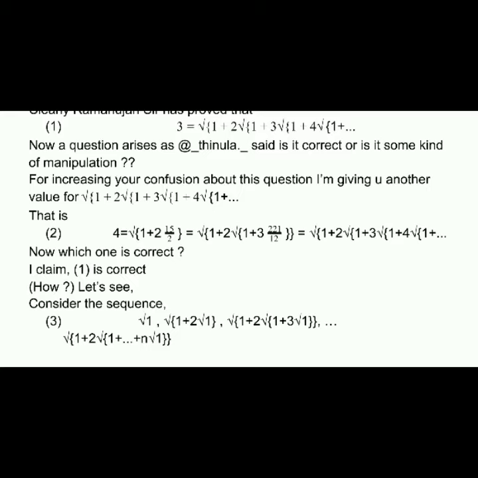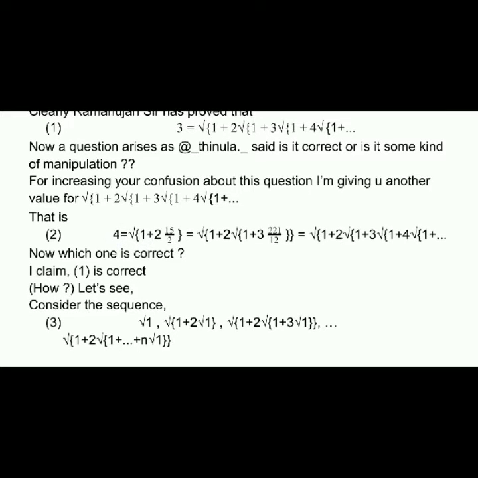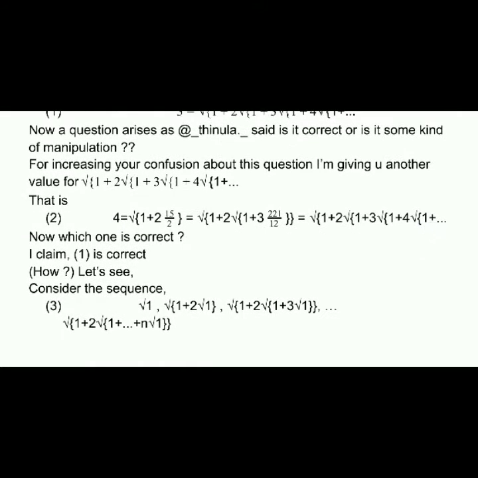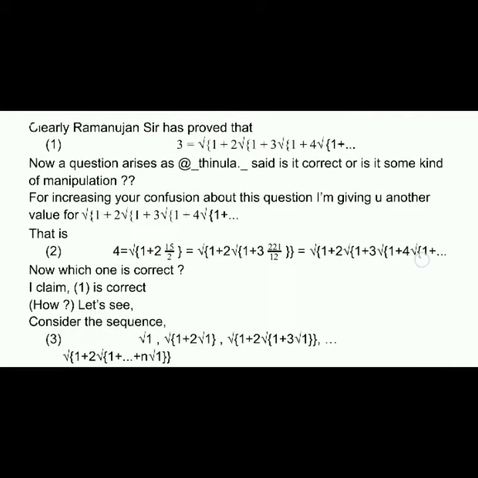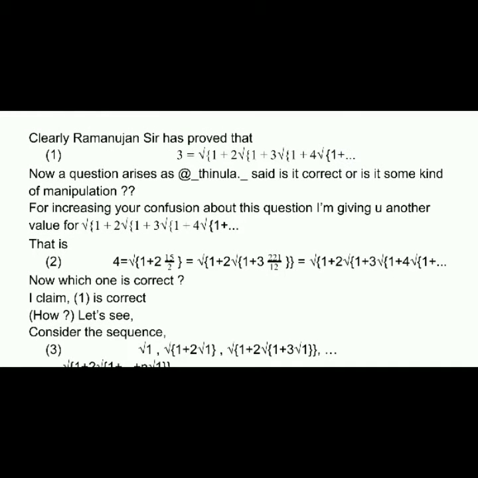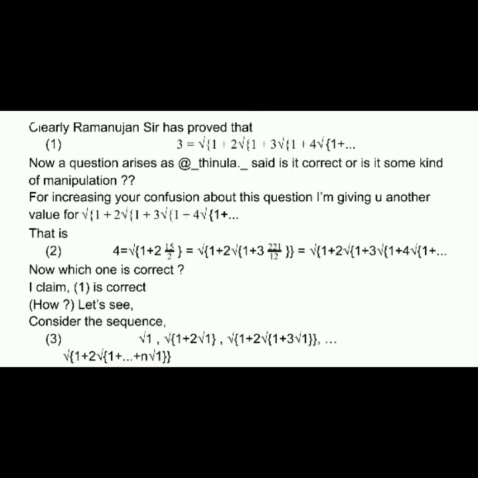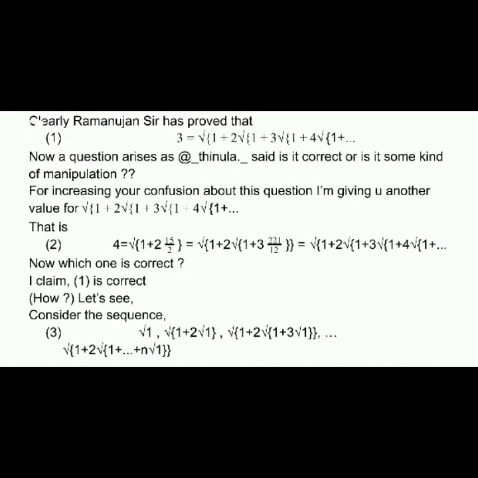So, for increasing this confusion, I expressed 4 as this infinite radical. But is it right? So, to justify Thinula, I gave this infinite radical 2 values, one 3 and another 4. Which one of these is correct? To prove that, we need to prove that this infinite radical will converge.